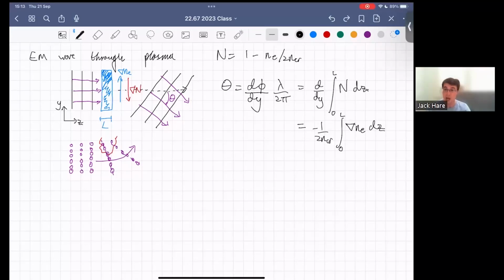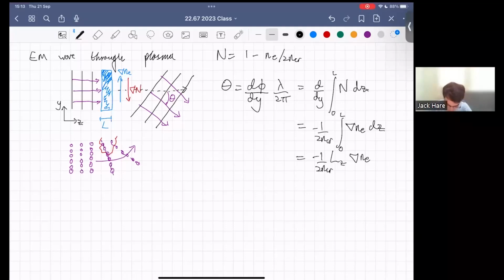gradient of ne times L. Oh, yes, for this very simple model, you're absolutely right. I'm just introducing more generality because we may have something different, but you're quite right. So we could write this as minus 2 n_c R times L, and maybe I put a subscript Z so that I know it's my length scale in Z, times the gradient in ne.